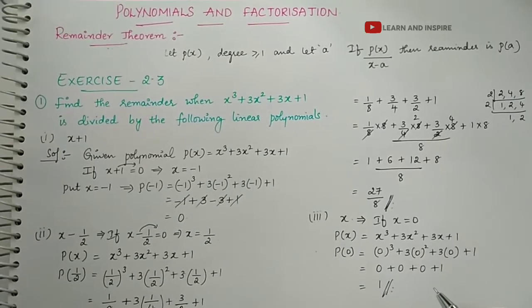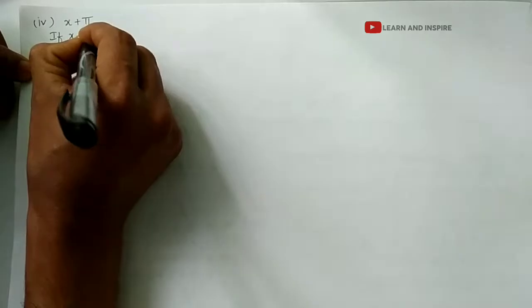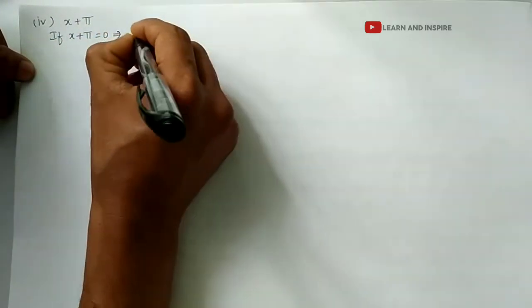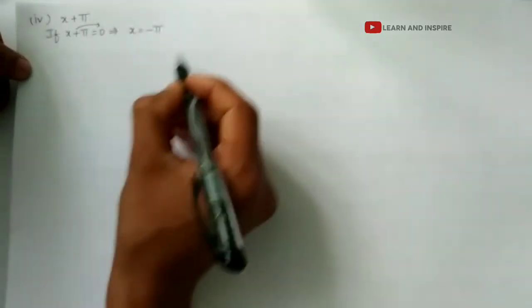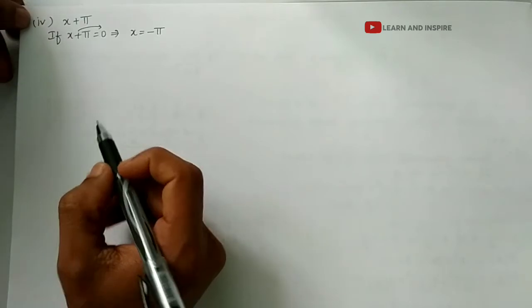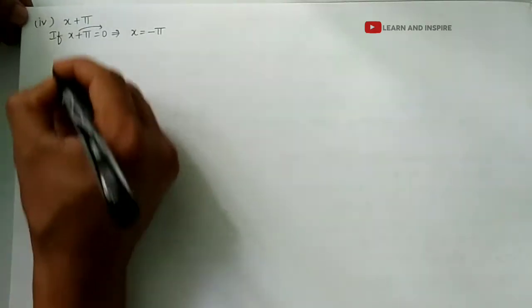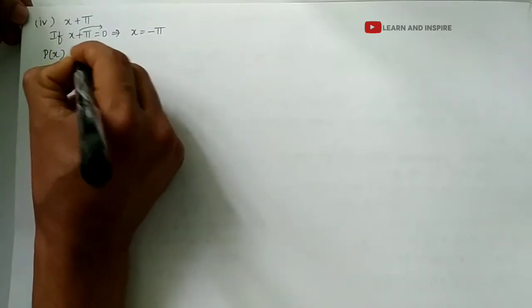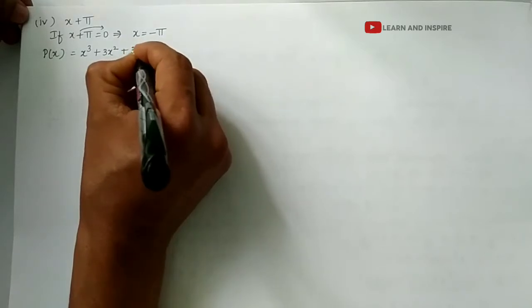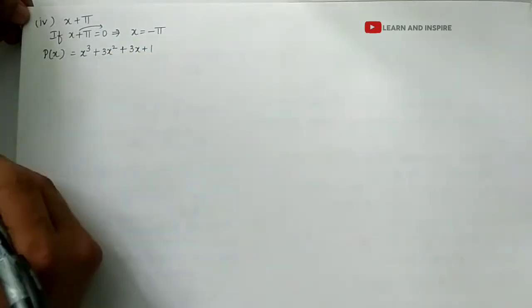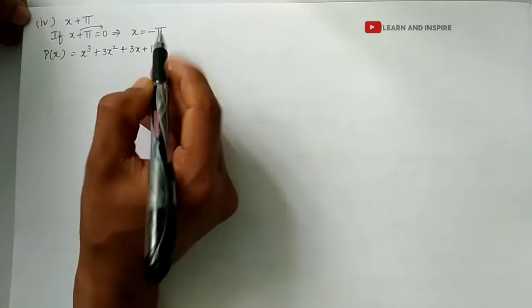Understood? Now we'll see the fourth one. What is the fourth one? x plus pi is the fourth one. If x plus pi equals to 0, that implies x is equals to, if I transpose plus pi, we get minus pi. That means we have to substitute the value of x is equals to minus pi in the given polynomial. So what is the polynomial? P of x is equals to x cube plus 3x square plus 3x plus 1. So this is the polynomial. In this polynomial we have to substitute x is equals to minus pi.